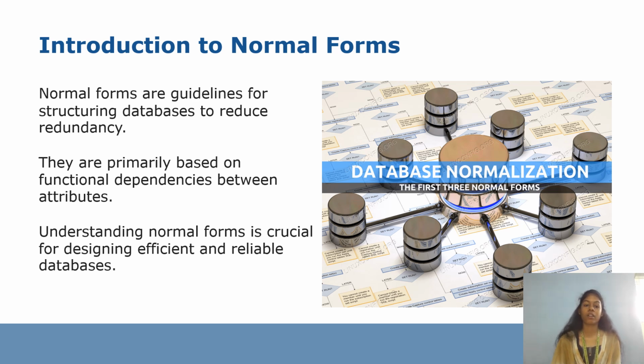Normal forms are guidelines for structuring a database to reduce redundancy. They are primarily based on the functional dependency between attributes. Understanding normal forms is crucial for designing efficient and reliable databases.